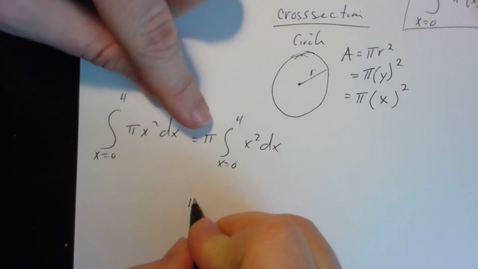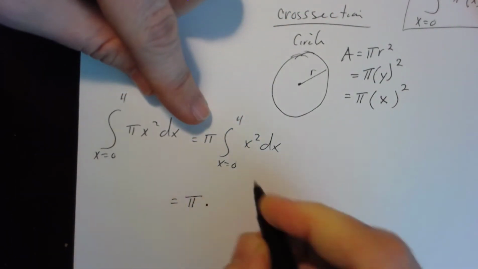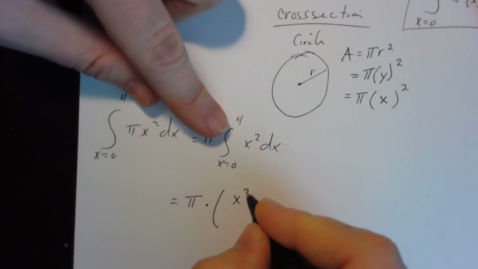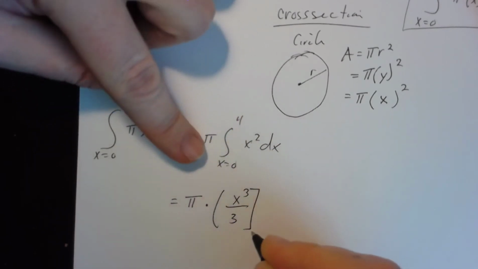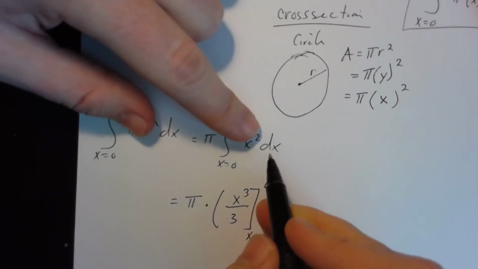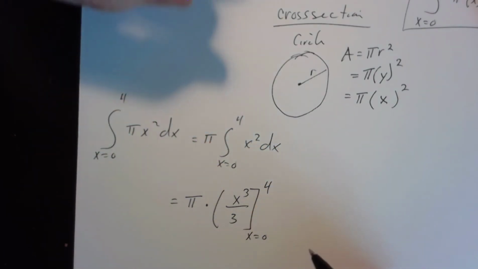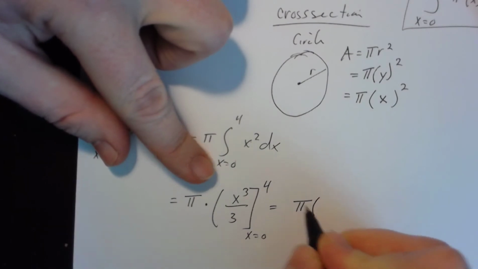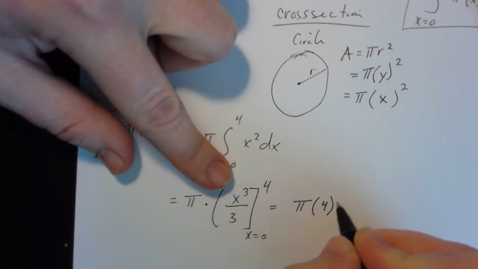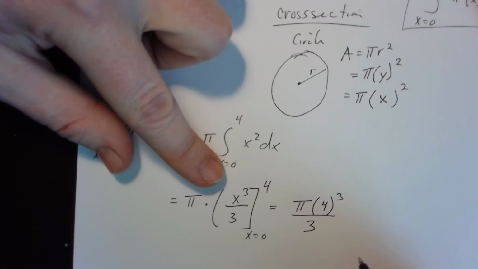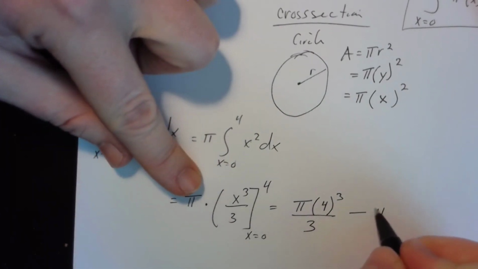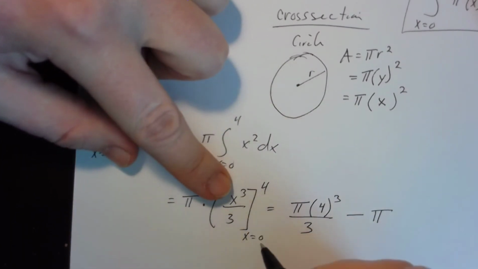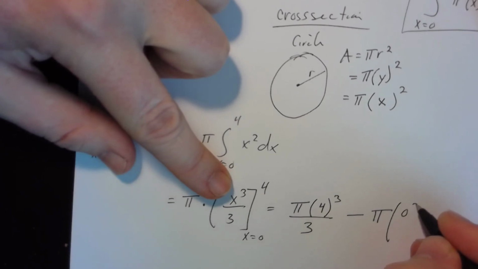When I integrate this, I'm going to have pi times the integral of x squared, which is x cubed divided by 3, and I'm going to evaluate that from x equals 0 to 4. You'll notice again the dx is gone because I've evaluated that integral. I will then plug in the bounds. This is pi times 4 cubed, all divided by 3, minus pi times 0 cubed divided by 3.